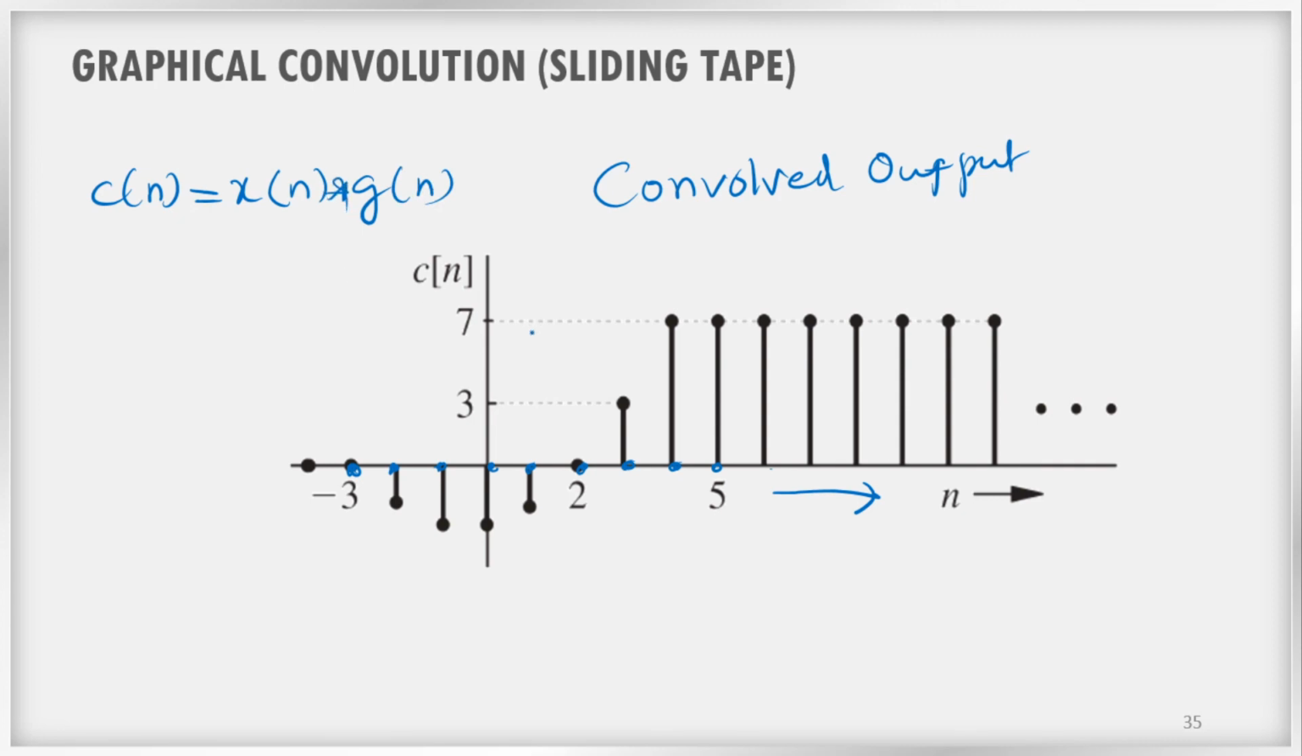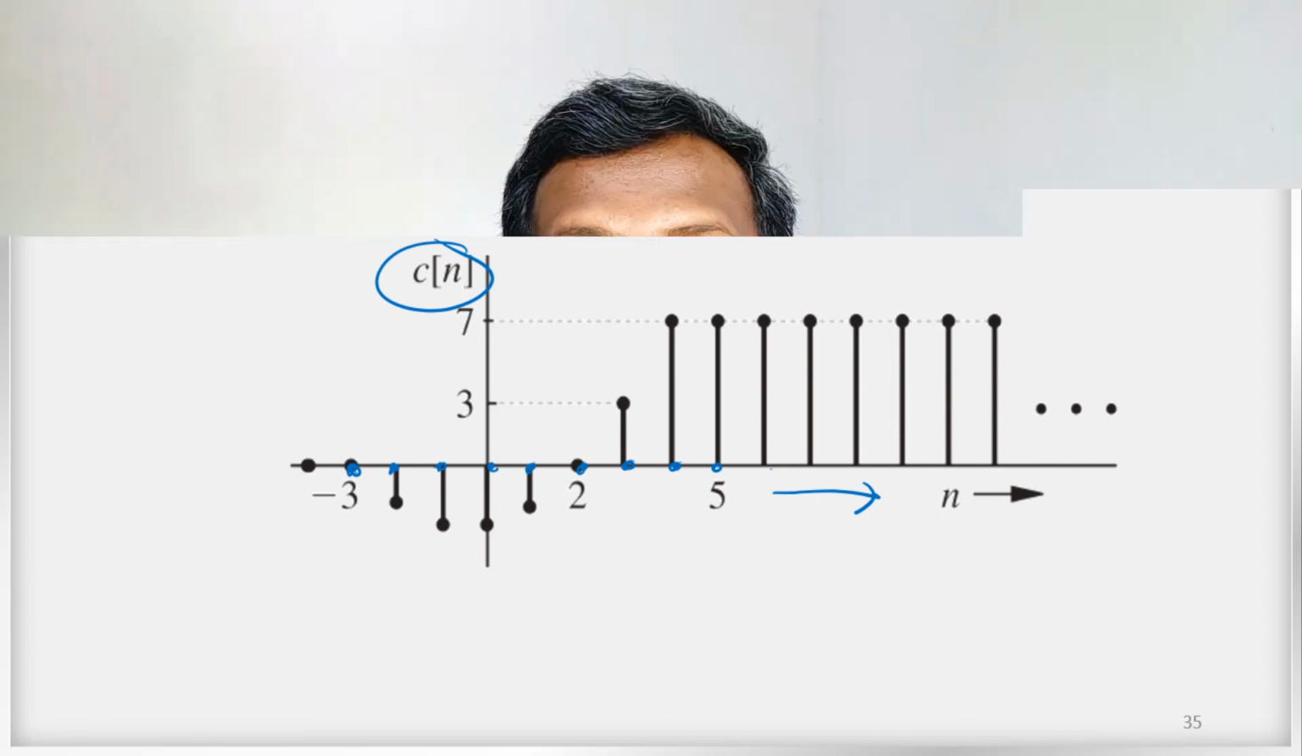We have performed the convolution graphically and we have obtained the convolved output C of n. So this is how we perform the convolution operation graphically. There are two methods. First method is sliding signal and the second method is sliding tape. I hope it is clear. I hope you got a better understanding about the convolution operation and the graphical interpretation of this convolution operation. I have explained this convolution operation in two methods. One is sliding signal method and the second one is sliding tape method.